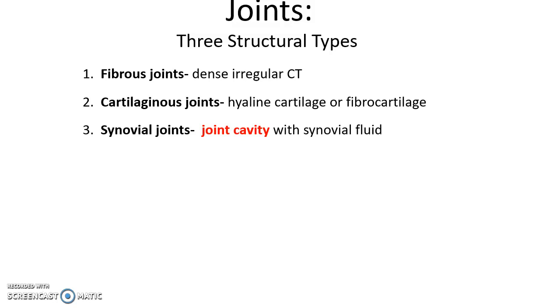There are fibrous joints. Fibrous joints are immobile joints where the two bones are connected by dense, irregular connective tissue. There are cartilaginous joints, as the name implies, connected by cartilage, this time hyaline cartilage or fibrocartilage. These joints tend to be immovable. They might be able to move a little bit. And then finally, the synovial joints. Synovial joints are very mobile, very movable, and they have a joint cavity, a space that is filled with synovial fluid.